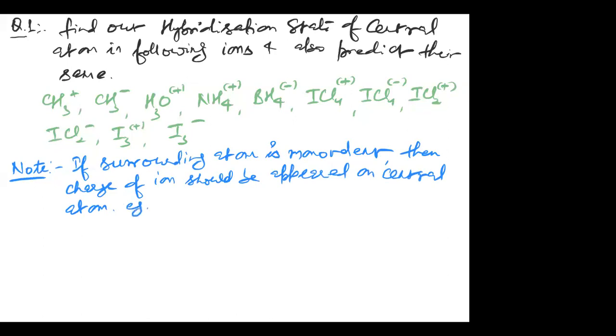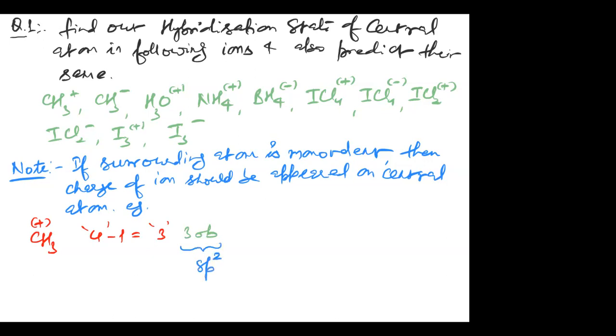For example, let's say the first one, CH3 plus. In the case of CH3 plus, carbon initially has 4 electrons in its valence shell in the ground state without any charge. Here the positive charge should appear on the carbon. So positive charge means it has to lose 1 electron and only 3 electrons remain in the valence shell of carbon. Out of these 3 electrons, it is forming 3 sigma bonds with 3 hydrogens. 3 hybrid orbitals will be required. 3 hybrid orbitals means it will be sp2.